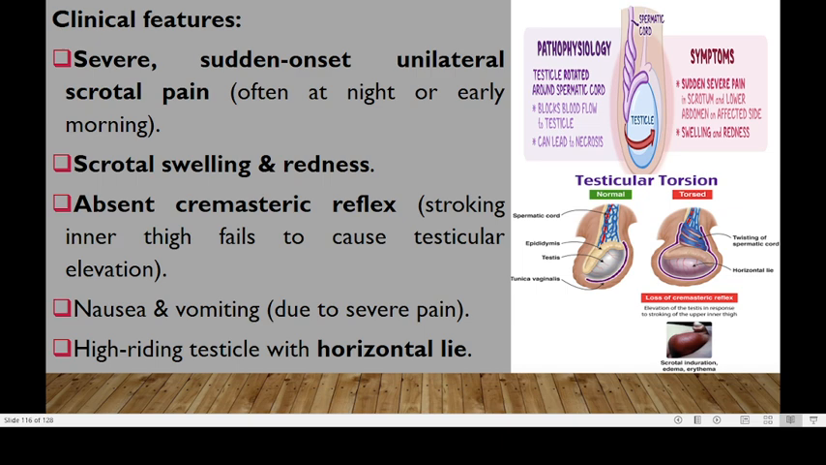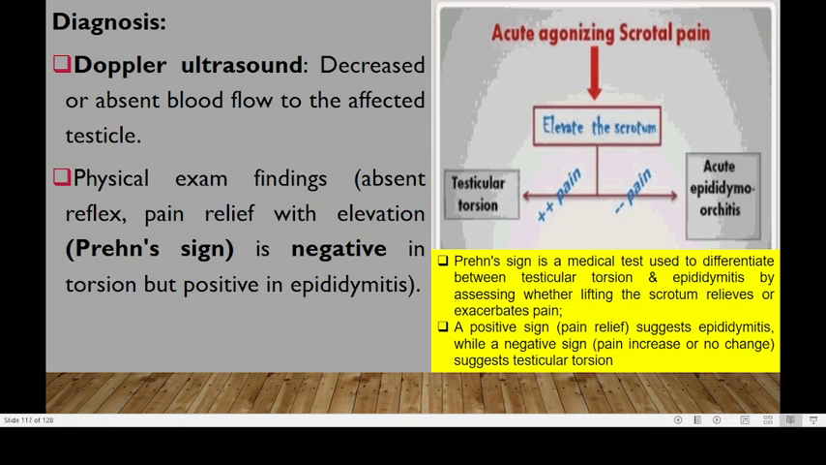Patients can also present with nausea and vomiting, and this is due to severe pain, and high riding testicles with horizontal lie, right? And this one you can be able to see on our diagram. We could do Doppler ultrasound where we are going to have decreased or absent blood flow to the affected testicle. Physical findings could include absent reflex, pain relief with elevation, right? Pain relief with elevation, that's the Prehn sign. This is negative in torsion but positive in epididymitis.